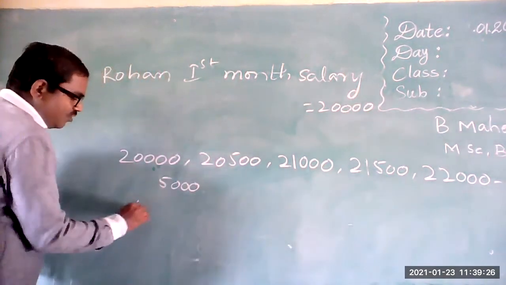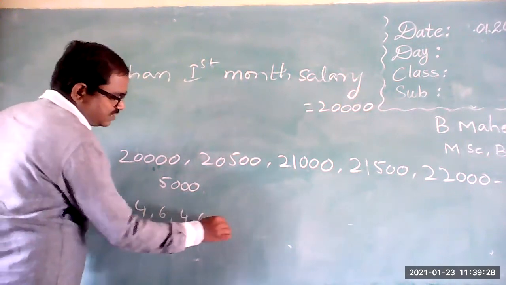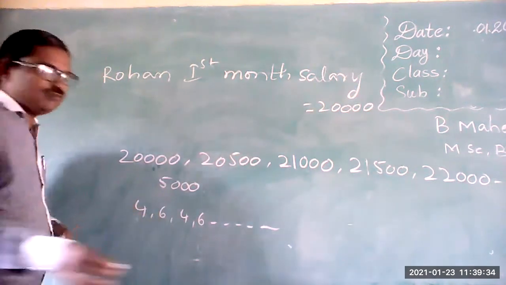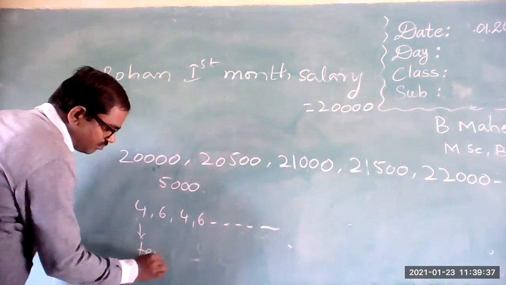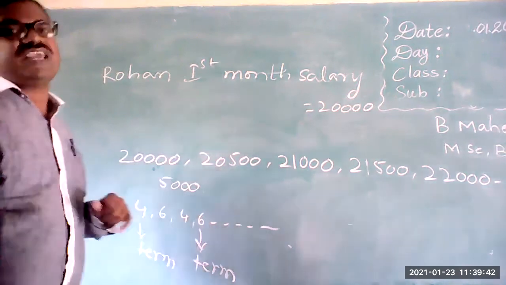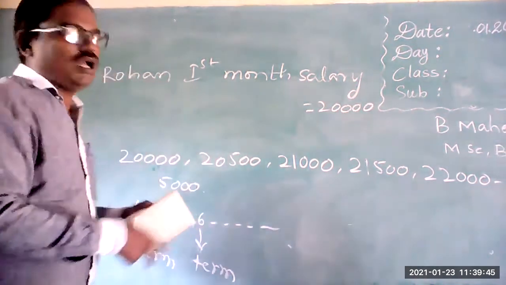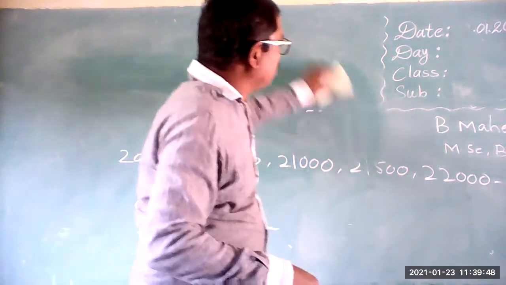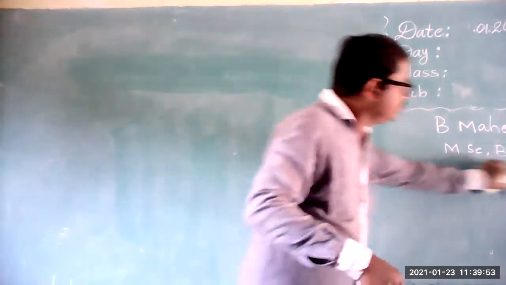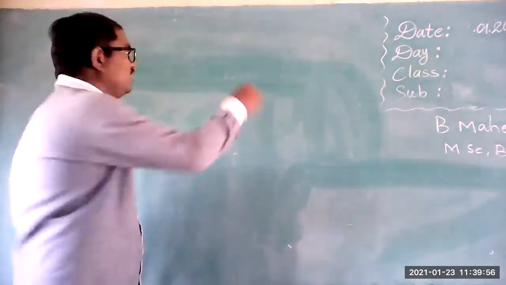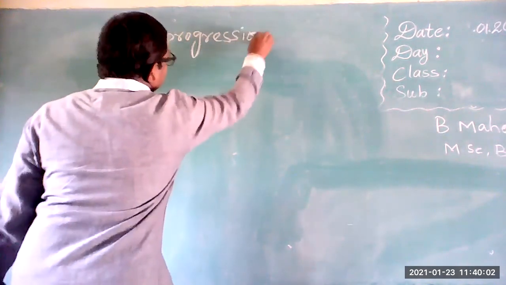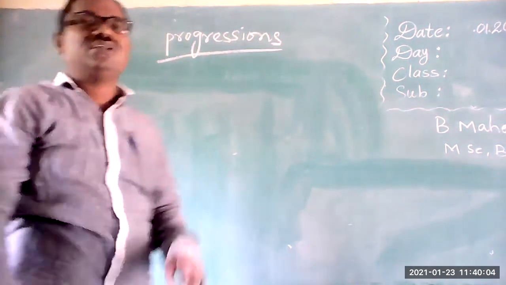For example, 4, 6, 4, 6, dash dash. Each number in a pattern is called a term. So 4 is one term, 6 is one term. This type of arrangement is called a progression. So today's topic is progressions. Progressions are of two types.